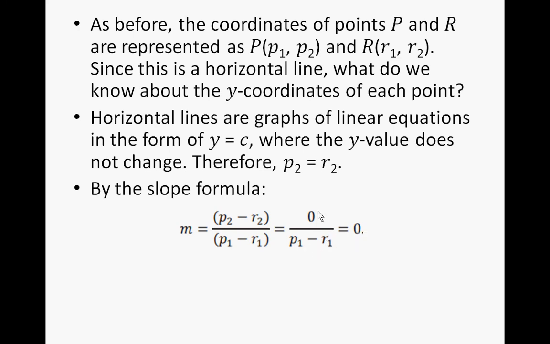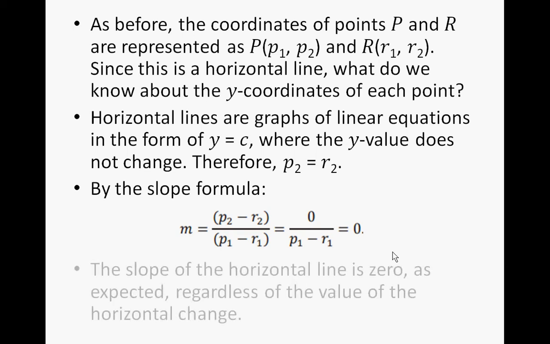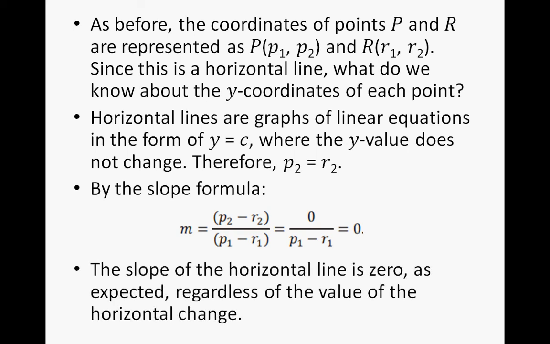So therefore, 0 over anything, it doesn't matter what the coordinates are or what the length is, it's still going to be 0. So the slope of a horizontal line is 0, as expected, regardless of the value of the horizontal change.